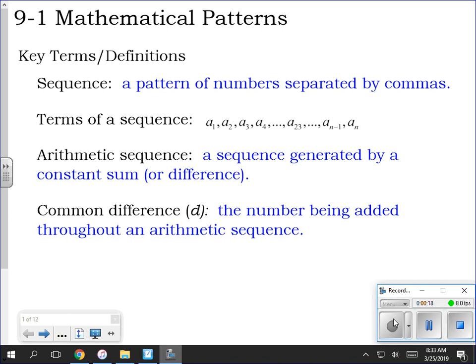Terms of a sequence: a sub 1, a sub 2, a sub 3, a sub 4. That's how you say that. A sub 1, a sub 2, a sub 3, a sub n minus 1, a sub n. The n is the last term, the nth term. N minus 1 is the penultimate term, the one before the last. N minus 2 is the one before that, and so on.